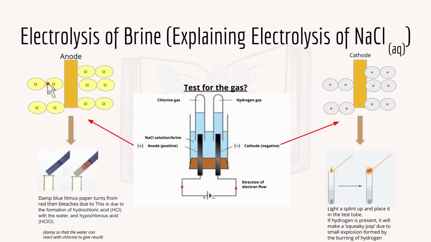The anode, which is chlorine gas, we can put damp blue litmus paper and it will turn red, then bleaches due to the formation of hydrochloric acid with water, and then hypochlorous acid, which bleaches it. And in the cathode, we can carry out the pop test for hydrogen, the squeaky pop test.